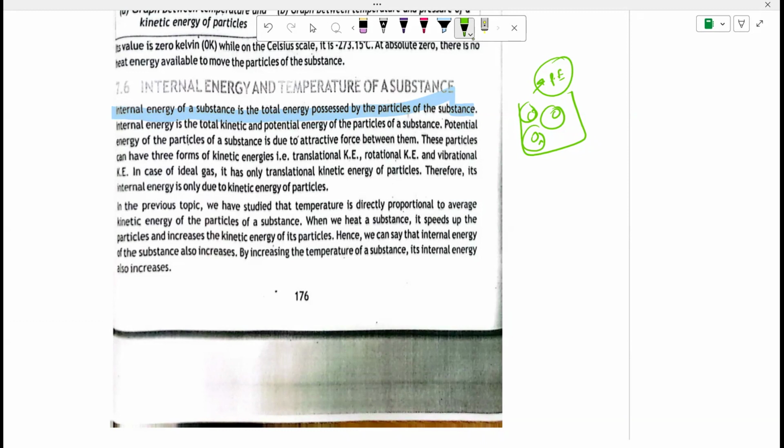Potential energy of the particles due to attractive forces between the particles as well, and these particles can have three forms of kinetic energy. Translational kinetic energy, ये हमने start में पढ़ा था. Translational motion, rotational motion, and vibratory motion. So these three kinetic energies will be possessed by the particles. In case of an ideal gas, it only has translational kinetic energy. Therefore, its internal energy is only due to the kinetic energy of the particles.